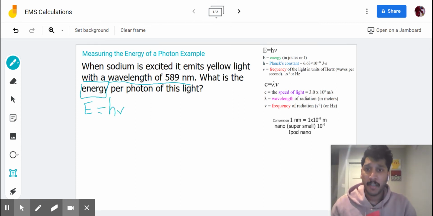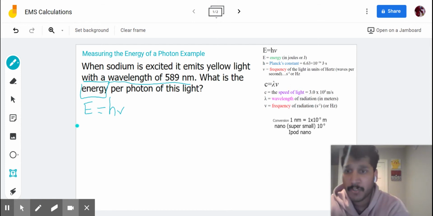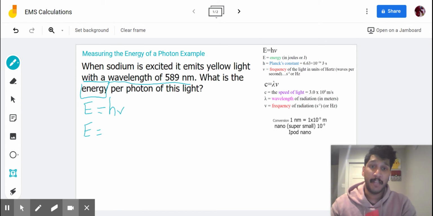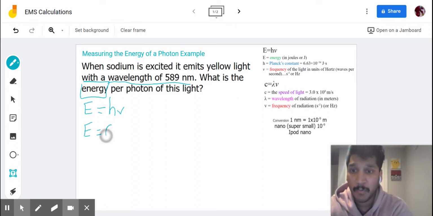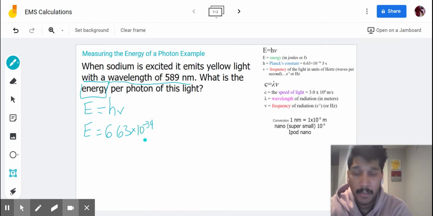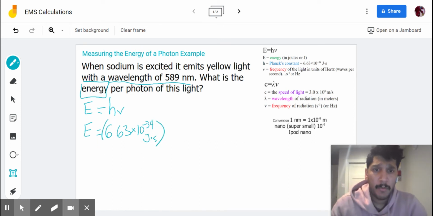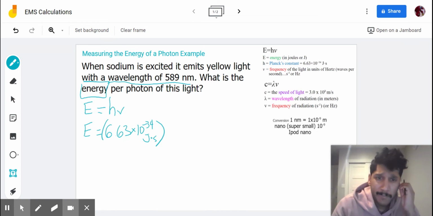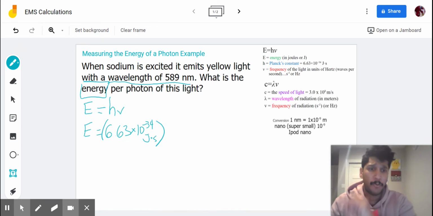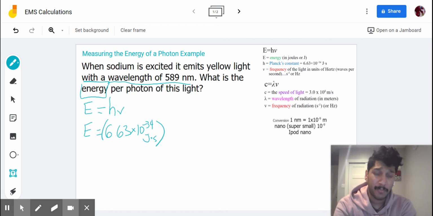So let's see what we can sub in here. E is energy, that's what we're looking for. Planck's constant is a constant, so it's always going to be that 6.63 times 10 to the negative 34 joules times seconds. And that's going to be multiplied by our frequency. Do we have our frequency? No, we don't. It's not given to us in the problem. They do give us wavelength, though.